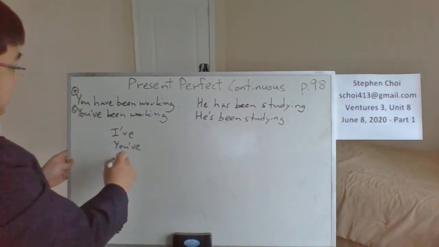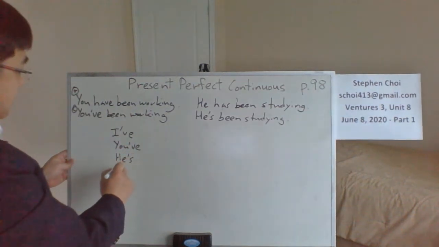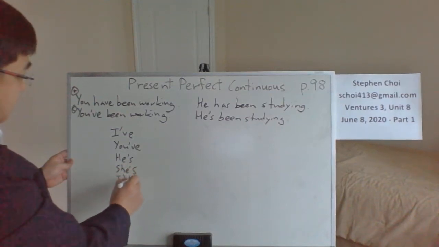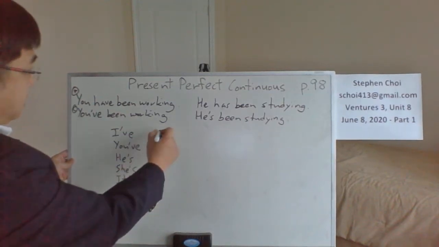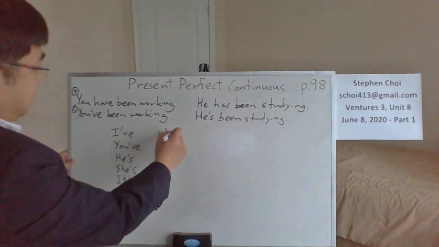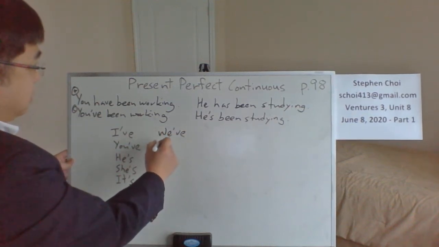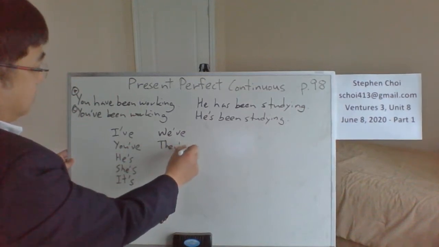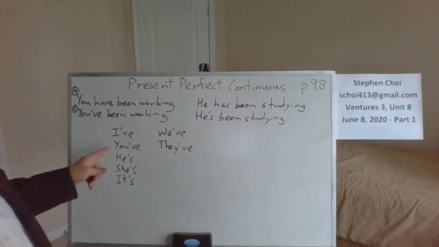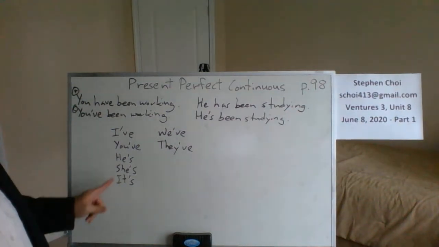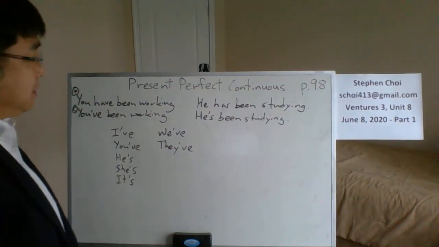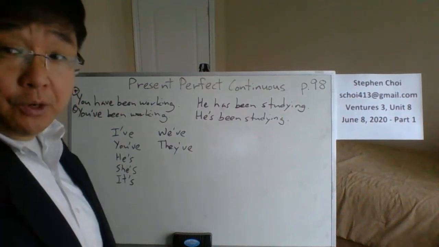Okay, and then you say he's, she's, it's. Okay, and then we could say we've, you've, and then finally they've. Okay, I've, you've, he's, she's, it's, we've, they've. Okay, all right. Any questions so far?